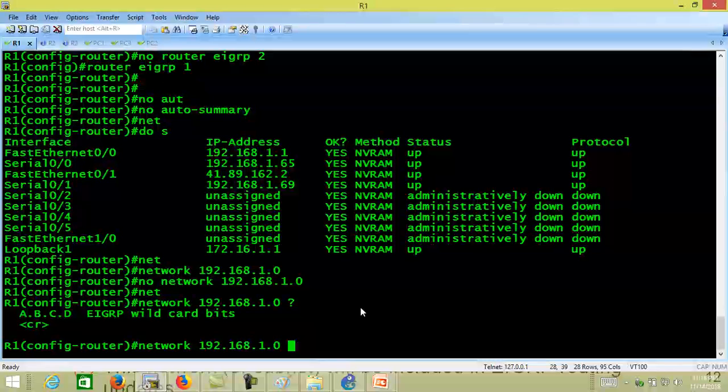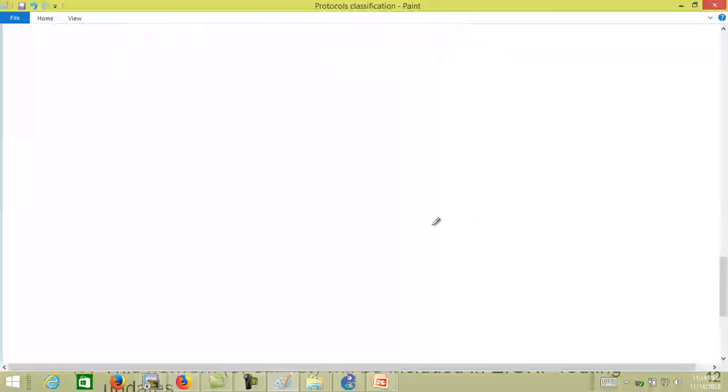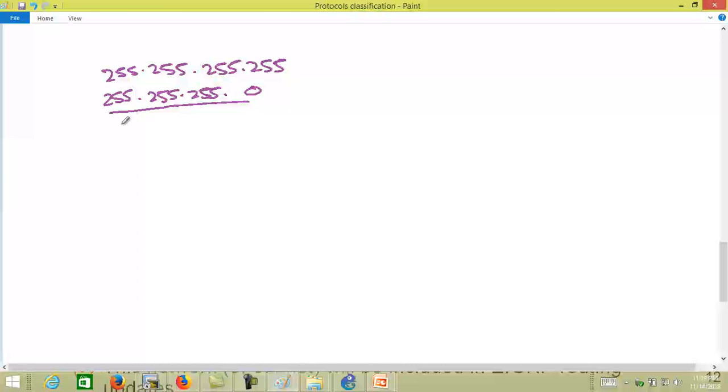So like in this case you would do 0.0.0.255. To calculate those wildcard masks, you take all 255s, as in 255.255.255.255, and you minus your given subnet mask. So if your subnet mask is 255.255.255.0, then you get 0 when you minus, so you have 0.0.0.255.